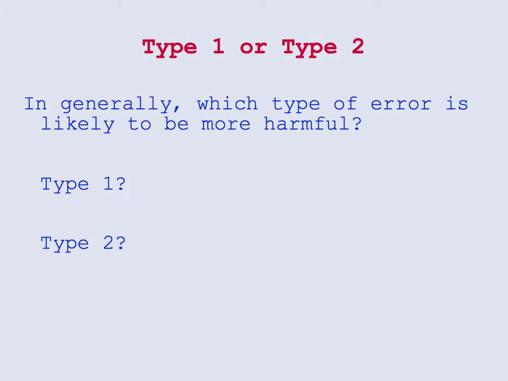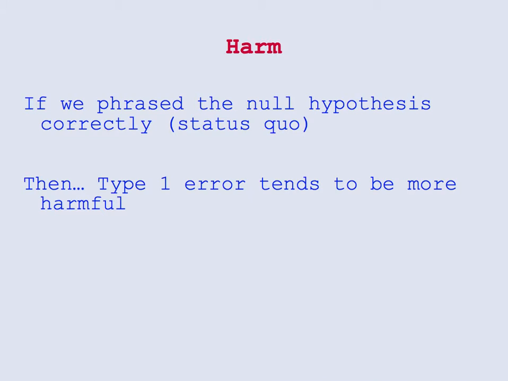In general, which type of error is more likely to be harmful? Is it type 1 errors or type 2 errors? If we phrase the null hypothesis correctly, if the null hypothesis is indeed the status quo, then type 1 error tends to be more harmful. And that is exactly why we set up the hypotheses the way we do.